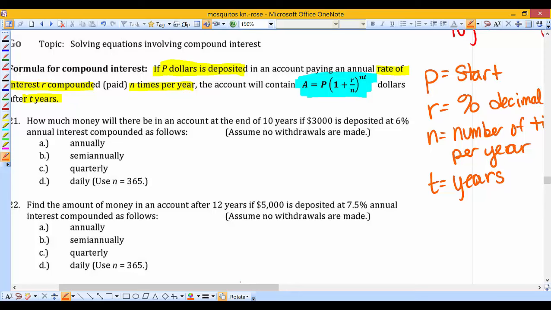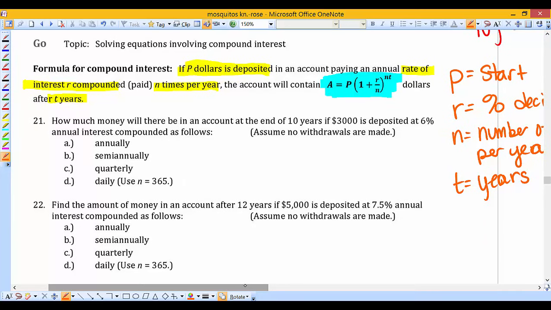I will do a couple for you right now. You will need your calculator for this. Make sure you identify your start. So for 21, how much money will there be in an account at the end of 10 years if $3,000 is deposited at 6%? So let's identify what those 3 things are. The 10 years is my time. The 3,000 is my principal. Now 6% is 0.06, and that's my rate.